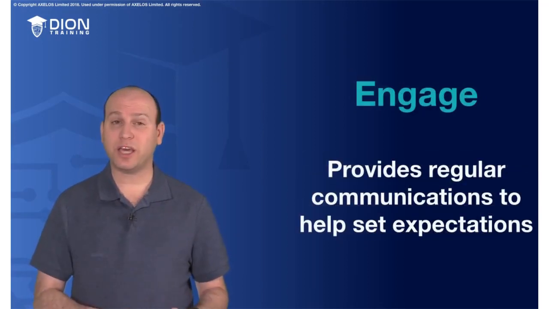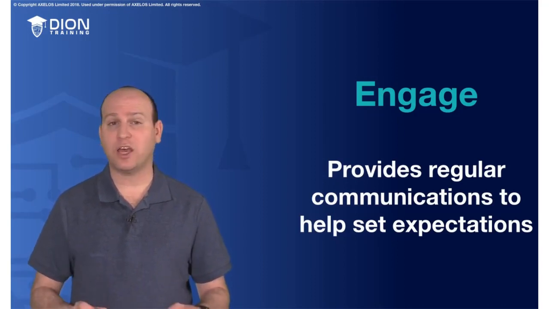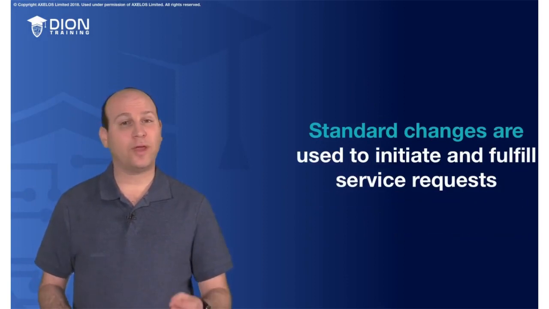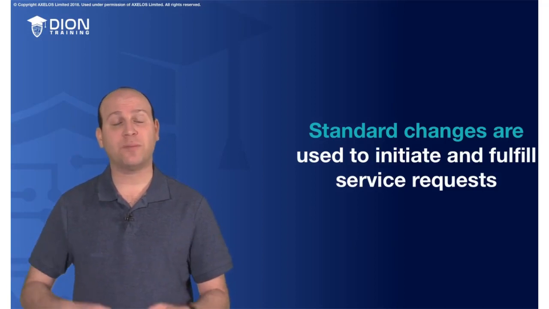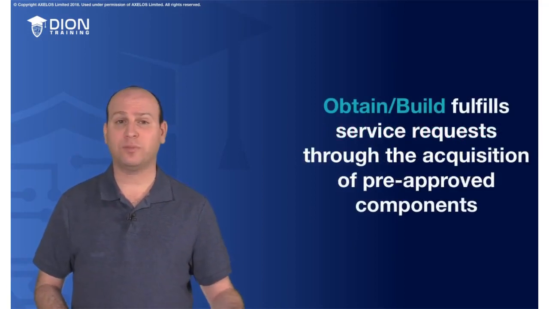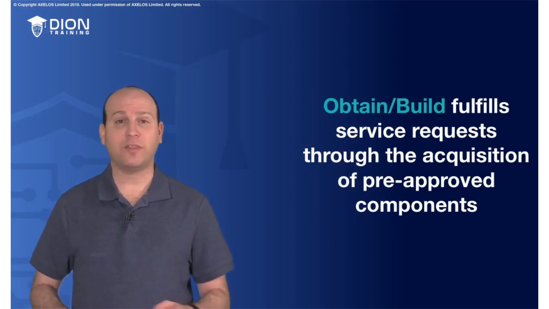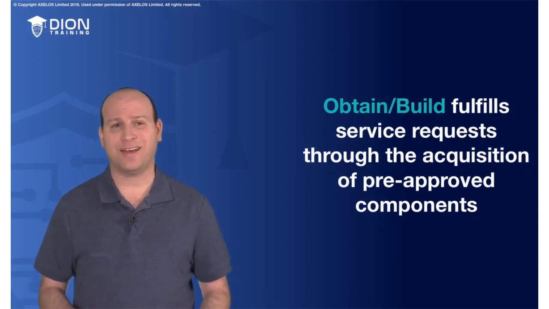When we think about it from the Engage perspective, we want to make sure that service request management is including regular communications to tell the users what they can expect, what the requirements are, what the expectations are, and what the status is. When we think about this from the Design and Transition perspective, we have these standard changes to services that we're requesting, and we're initiating them and fulfilling them as service requests. Also, in Obtain and Build, when I'm requesting something, it has to be fulfilled. That means we might have to go buy something, obtain it, or build it. And this is the way we're going to do things as a tie-in to that service.